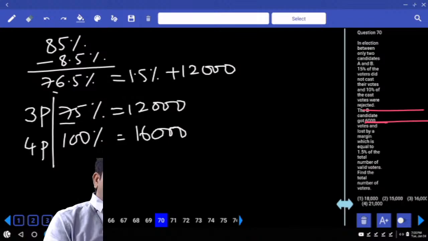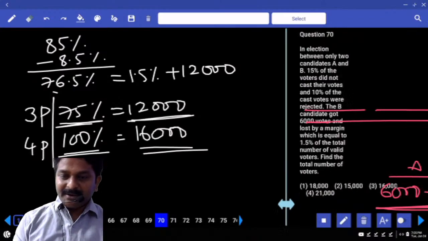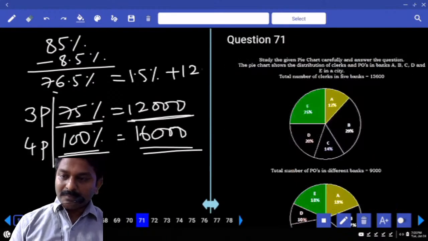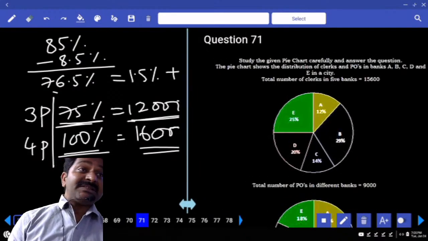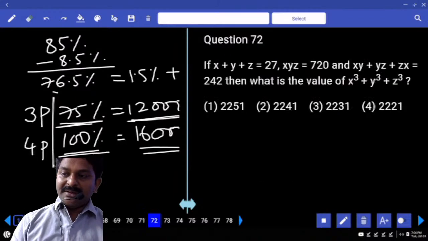Take it to the left side, you'll get 75% is 12,000. 100% is how much? Clear? Right. Question 71, you want me to discuss? Question 72.